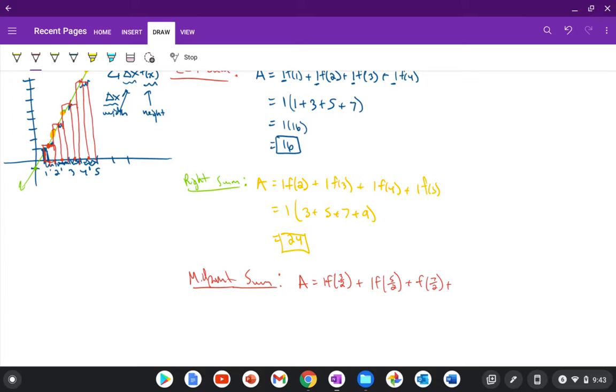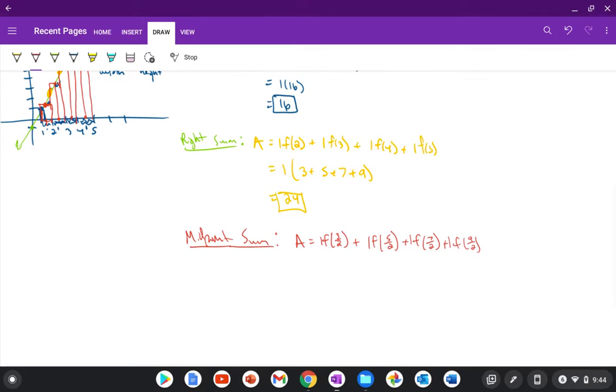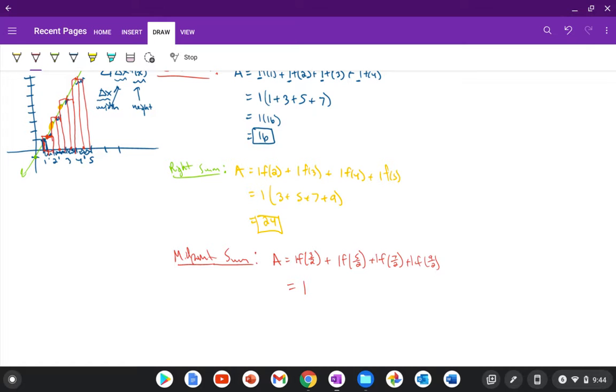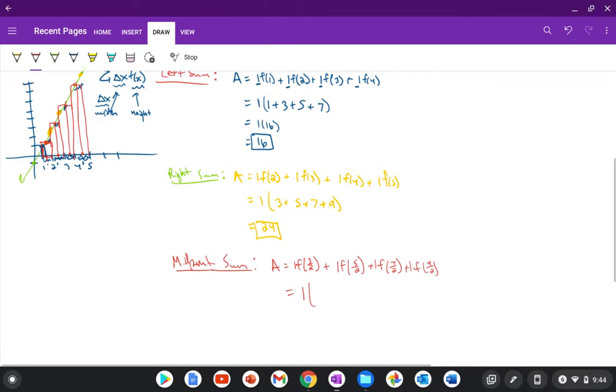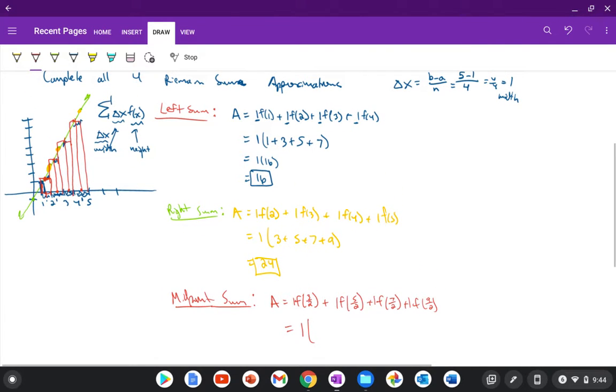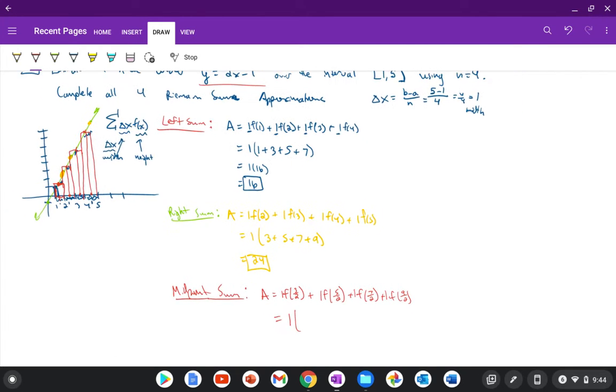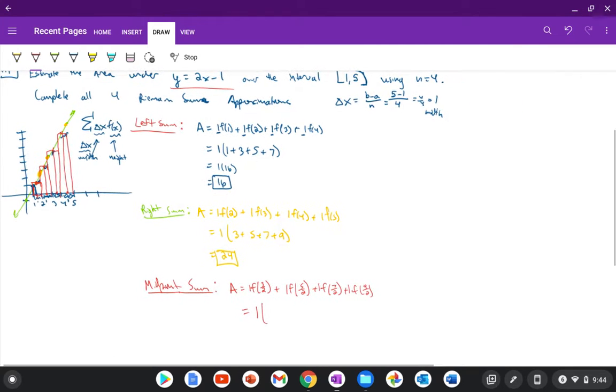And we would expect it to be somewhere between 16 and 24. And that's 4.5 or 9/2. Oops, I forgot my 1 here. All right, and then since the delta x's are the same, we can just pull it out in front. And then we have just the sum of f of 3/2 plus f of 5/2 plus f of 7/2 plus f of 9/2. So we would need to do those calculations.